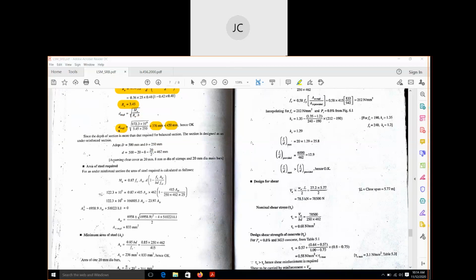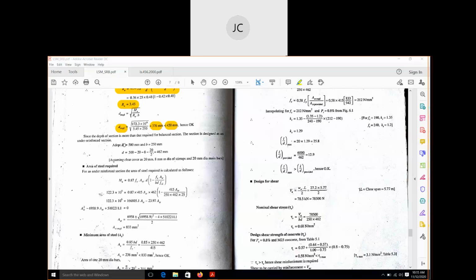So this D required is 376. That means this is the required depth for a balanced section. But in this case, we are providing the effective depth equal to 450. That means, since the depth of the section is more than required for a balanced section, the section can be designed as an under reinforced section.